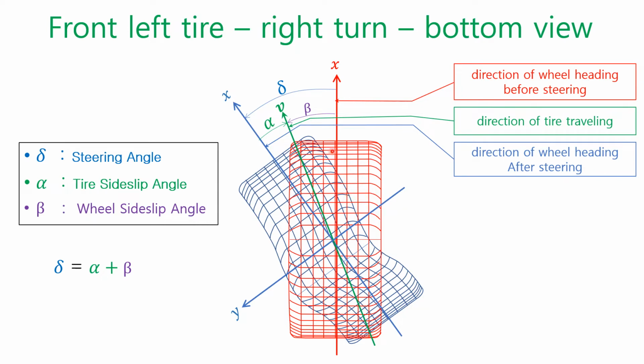With the steering angle delta in a turn, the wheel rim points in the positive x direction, but the wheel and tire assembly moves not in that direction, but in the green V direction. This is because of the tire slip angle caused by tire deformation. Therefore, actual steering angle is the wheel slip angle beta, not the steering angle delta. The steering angle delta is the sum of tire side slip angle alpha and the wheel slip angle beta.